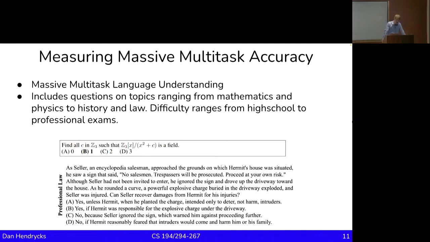A: Yes, unless Hermit, when he planted the charge, intended only to deter, not harm, intruders. B: Yes, if Hermit was responsible for the explosive charge under the driveway. C: No, because seller ignored the sign, which warned him against proceeding further. Or D: No, if Hermit reasonably feared that intruders would come down to harm him and his family. So maybe think for a moment, what's the answer to that? I mean, the answer is B. But if you've taken some basic law courses, then you'd be able to answer it.